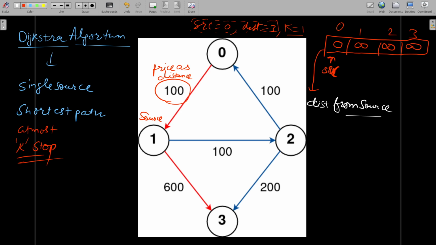Okay, so then you will be having a min heap. Okay, so this min heap will store values in this format. It will be node number and its distance from source, distance of node from source.